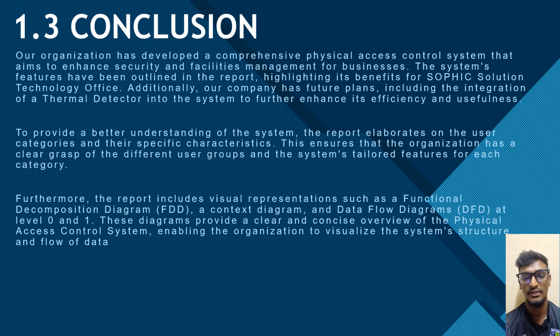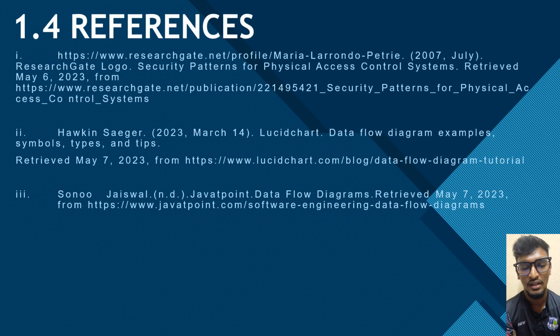The report included visual representations such as the functional decomposition diagram, context diagram, and data flow diagram (DFD) at level 0 and 1. These diagrams provide a clear and concise overview of the physical access control system, enabling the organization to visualize the system structure and flow of data. There are three references.